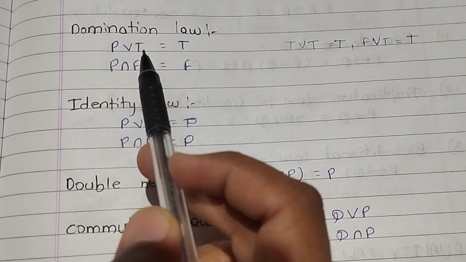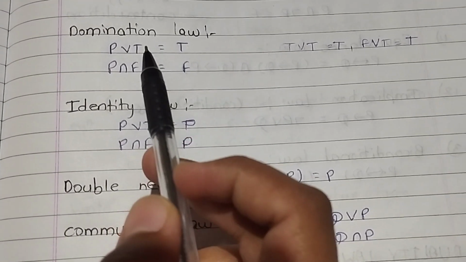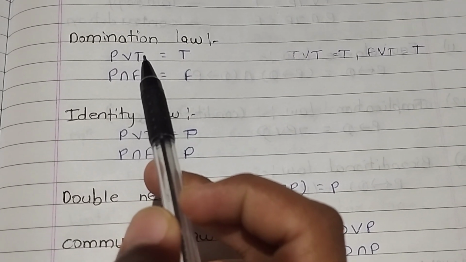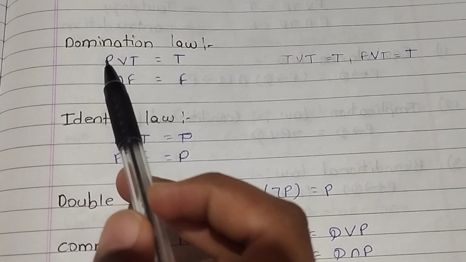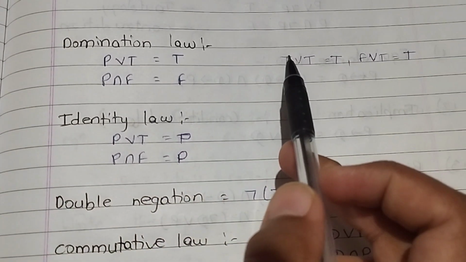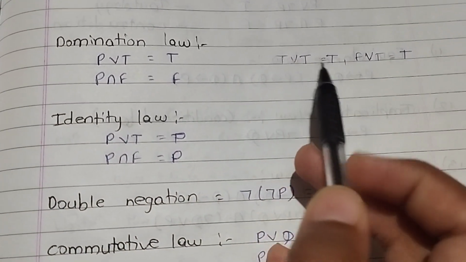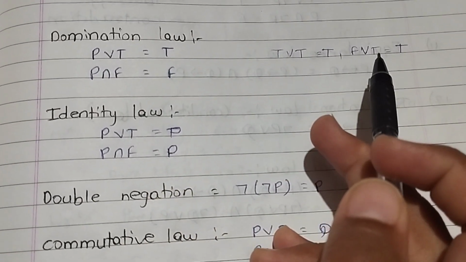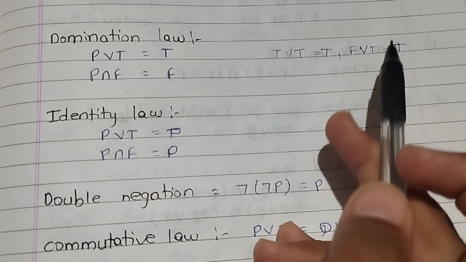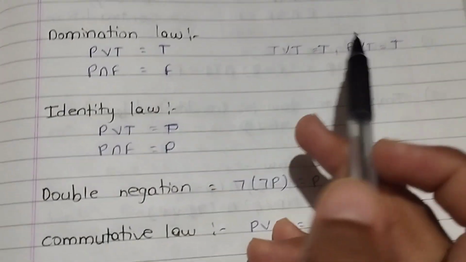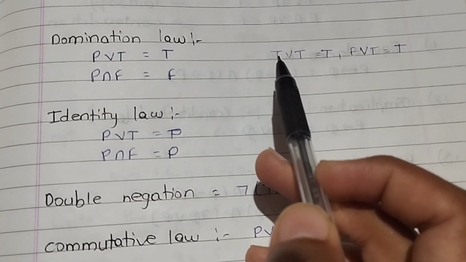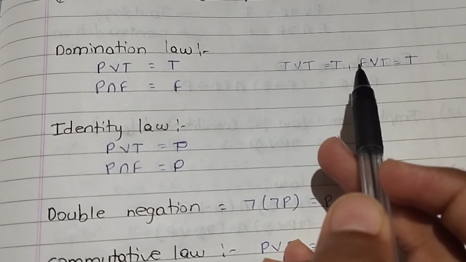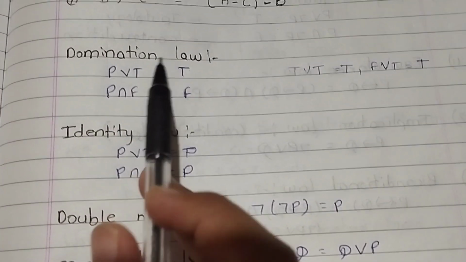Here it makes no sense to think that our result is F, because the second operand is T. So there is no effect of P on the result. If we put P as T, then T or T is always T. If we put P as F, then F or T is equal to T. Again no effect on the result, because the result is F only when both variables are F. So this is the domination law.